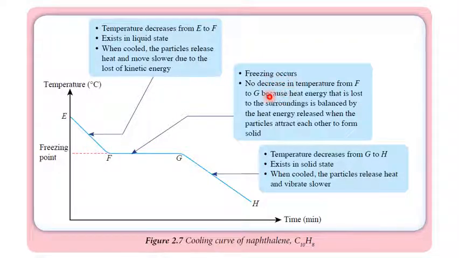Freezing occurs, with no decrease in temperature from F to G, because the heat energy that is lost to the surroundings is balanced by the heat energy released when the particles attract each other to form solid.